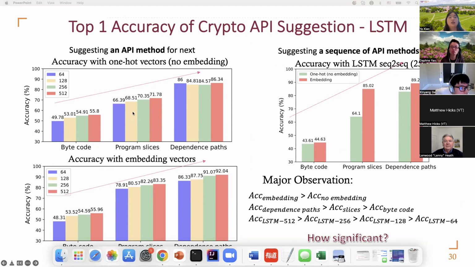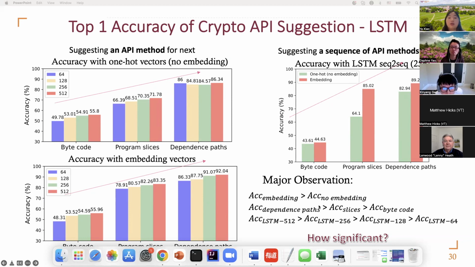This figure in the upper left is the accuracy trained with one-hot vectors, which means without embedding, and the bottom is the accuracy trained with embedding. By comparing them, we found that the bottom is higher than the top, which suggests the effectiveness of applying the embedding vectors. Another obvious observation is that the group of dependence paths achieves higher accuracies than the group of program slices, than the group of bytecode, which shows the substantial improvement derived from program analysis. At last, we also found that increasing the model scale helps the accuracy as expected. This figure, which is the accuracy of suggesting a sequence of API methods, also confirms these major observations.